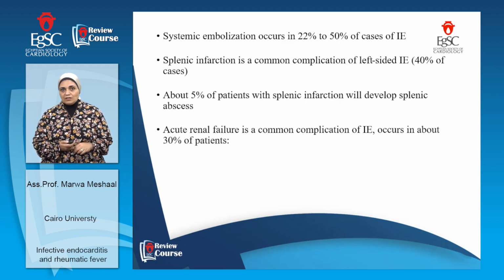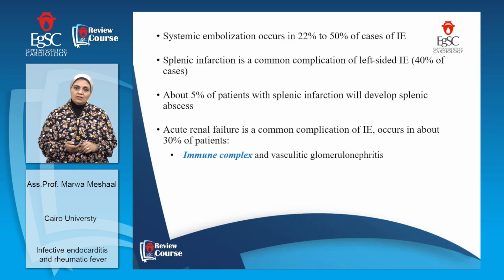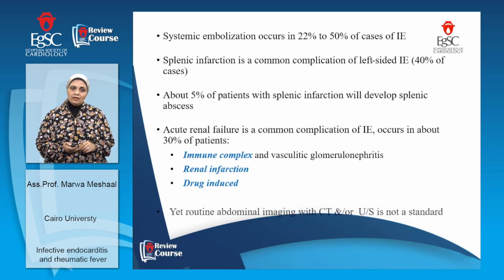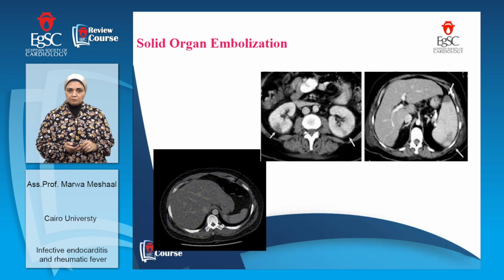Also, we have manifestations of renal impairment, which is common. Acute renal failure is a common finding of infective endocarditis. It occurs in about 30% of the patients, either secondary to the immune complex disease, secondary to renal infarction and septic emboli to the kidney. Sometimes it's drug-induced. It can be very useful to image the abdomen using CT or ultrasound, yet it's not a standard protocol yet.